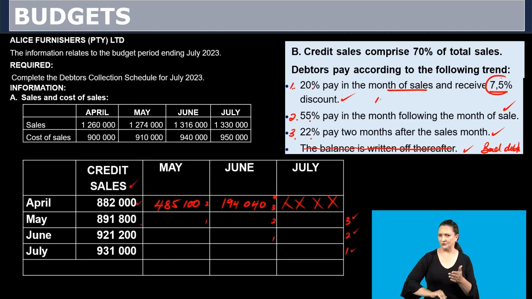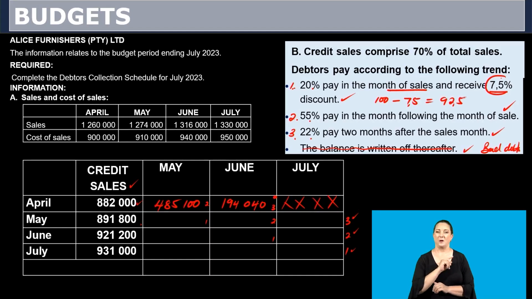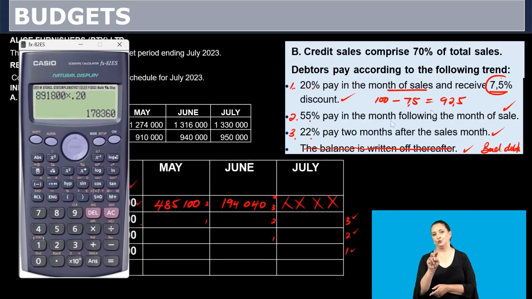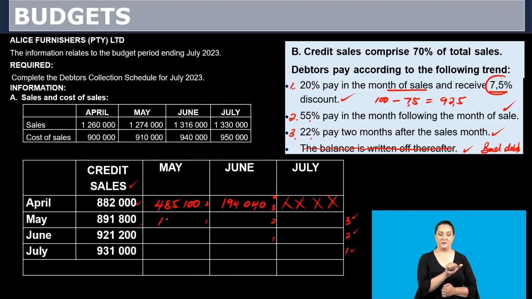But I know that there is a 7.5% discount. That means if I say 100 minus 7.5, we will only get 92.5. So I'll take that amount and multiply by 0.925. And then that will give me 164,983. So I'll get 164,983.